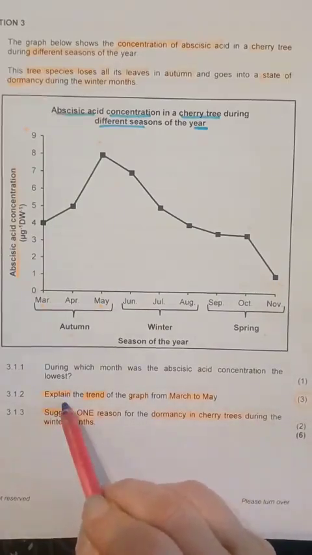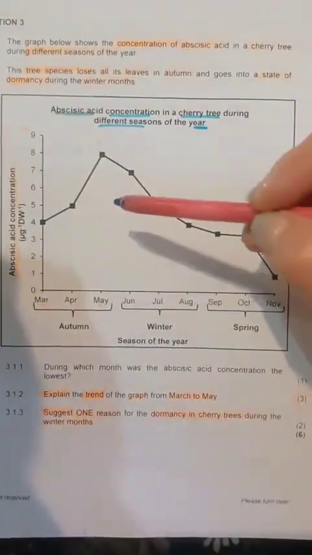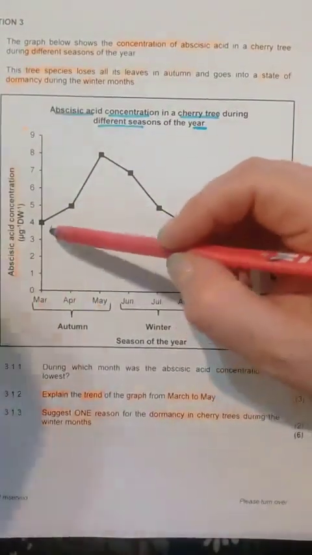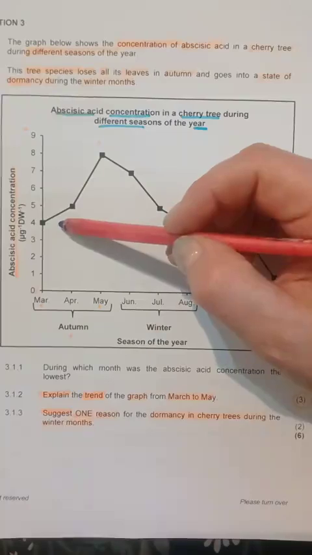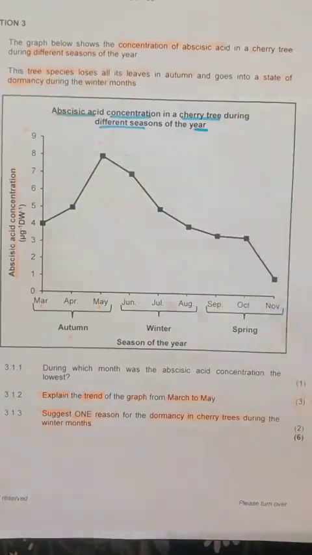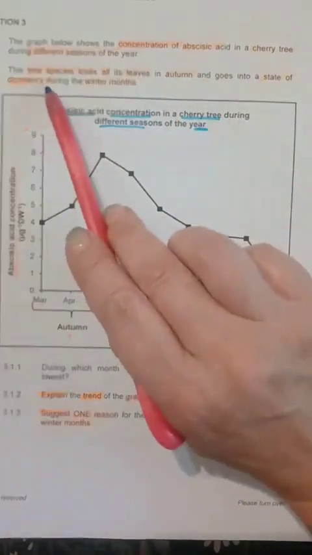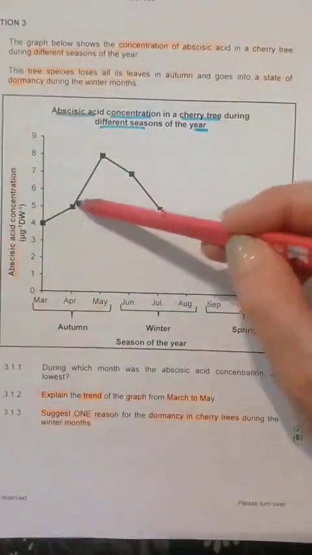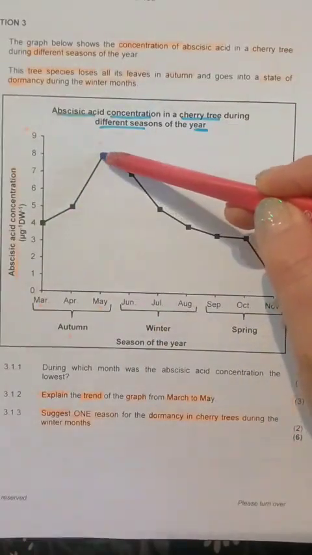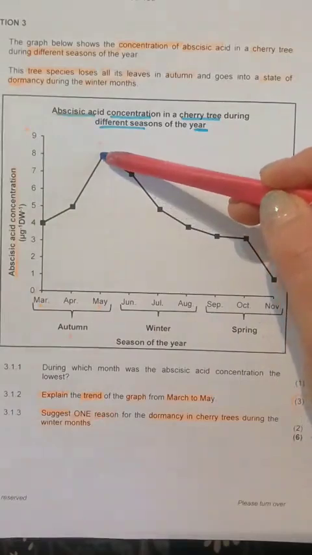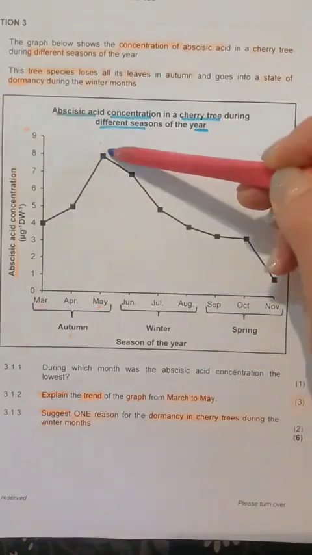So obviously, you will have more abscisic acid being secreted to promote abscission of leaves, right? And to prepare the tree for dormancy. So in winter, we need the tree to go into a state of dormancy. So you need a higher concentration of abscisic acid to stimulate the abscission of the leaves and to prepare the tree for dormancy. That's your 3 marks. So you're explaining why it is going up, right?